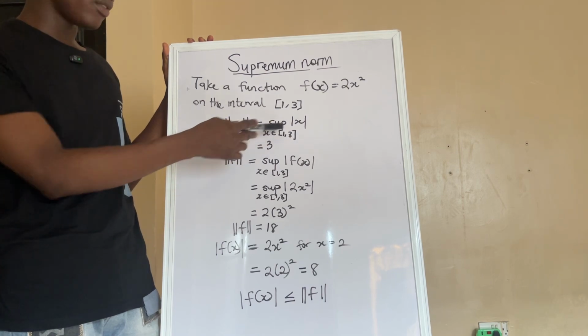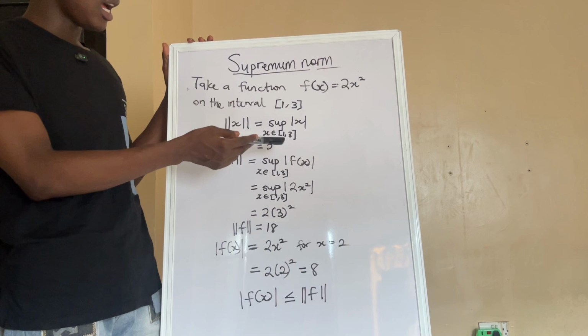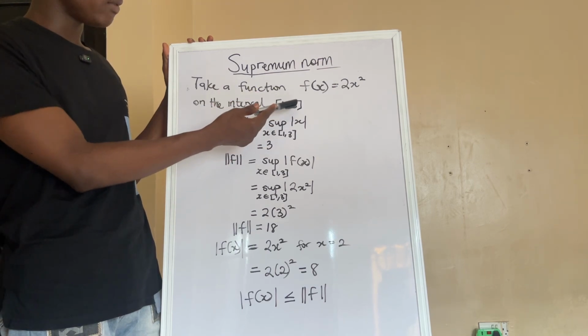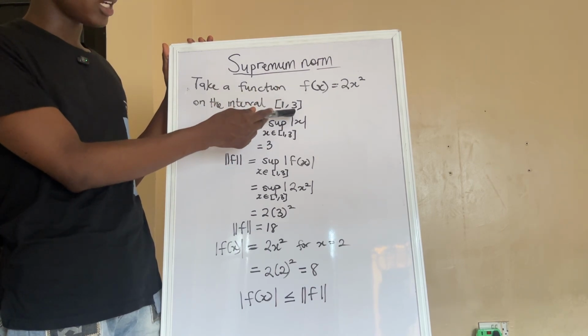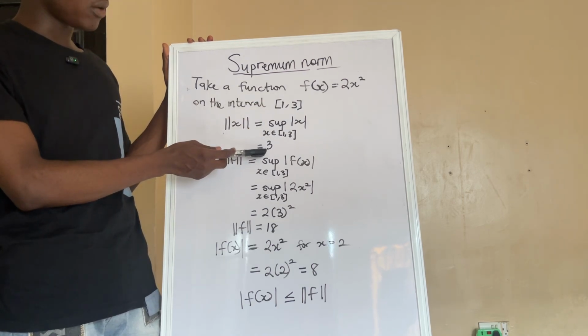So now I have the absolute value of x here, and I have the interval. To get the supremum, this is very straightforward. I just have to look for the highest possible value that x can be in this interval. Because this is a closed interval, the highest value is 3, since x can be 3, as 3 is in this interval.